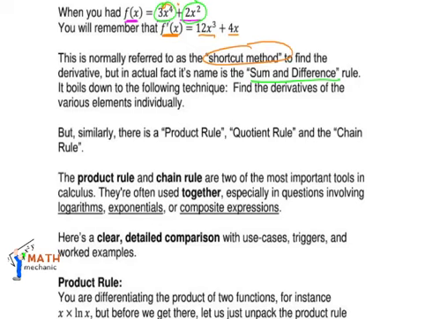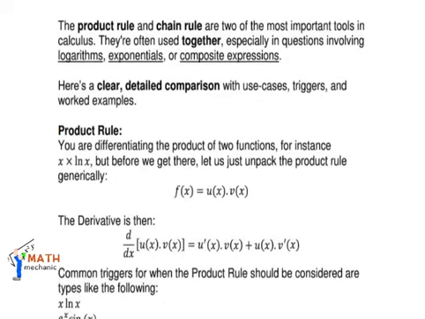But similarly, there is a product rule and a quotient rule and the chain rule, just as there is the sum and difference rule. So in school, you only do the sum and difference rule, but when you go to higher calculus, you also learn about the product rule, the quotient rule, and the chain rule. So we need to unpack that as well. Now, the product rule and the chain rule are two of the most important tools in calculus. They're often used together, especially in questions involving logarithms, which we know we have, exponentials, which we know we have, and then also composite expressions, which we think we might have with the multiplication.